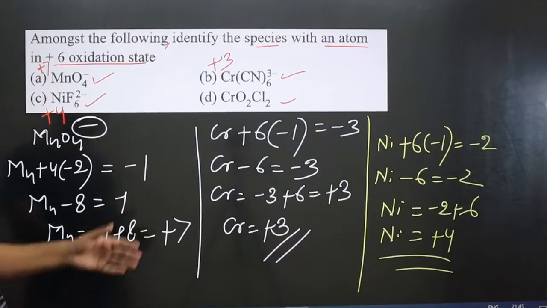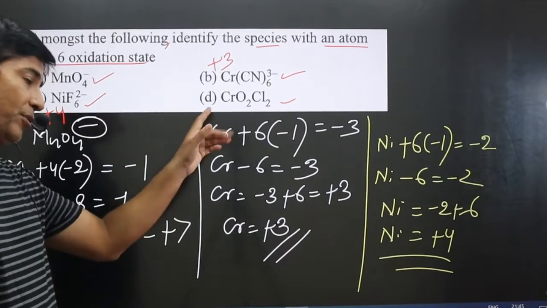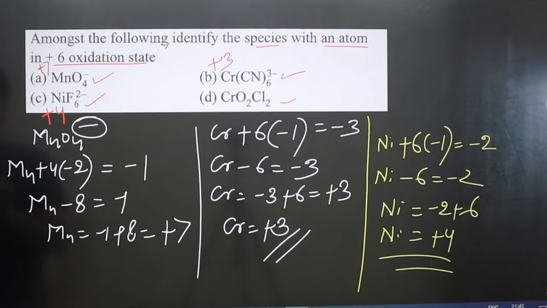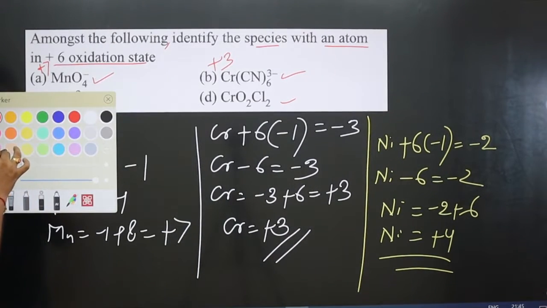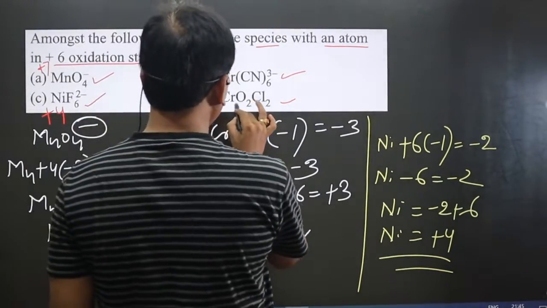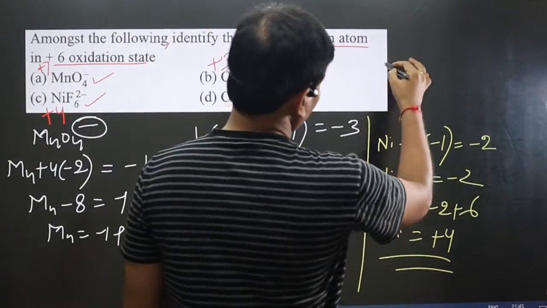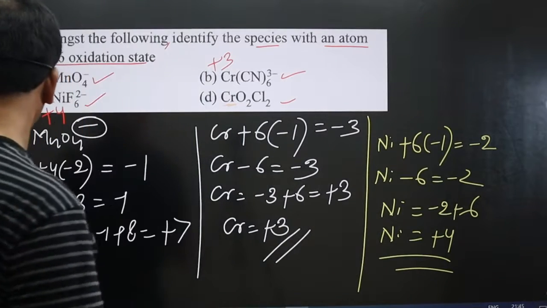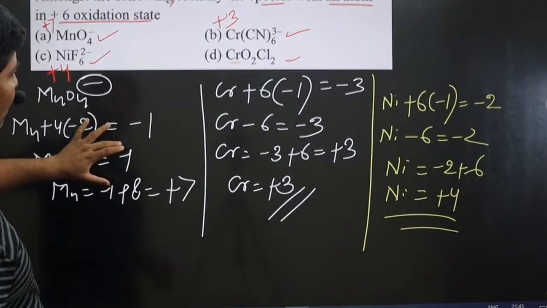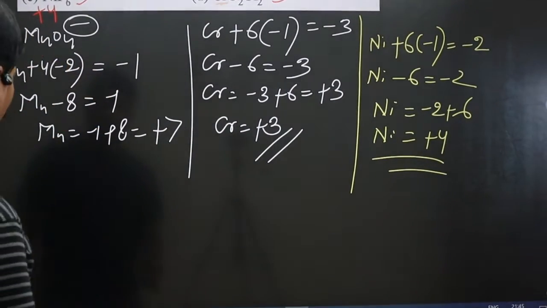Then obviously we are left with option D. It should be correct, otherwise this question is incorrect. Then we can calculate for the last one also. For chromium we have to calculate the oxidation number. Let me have some more space.